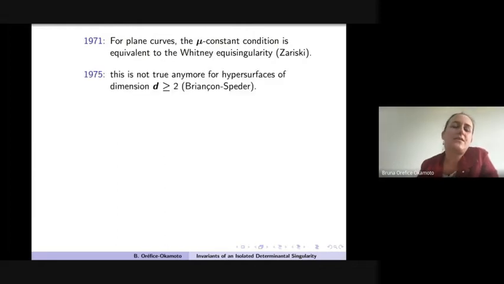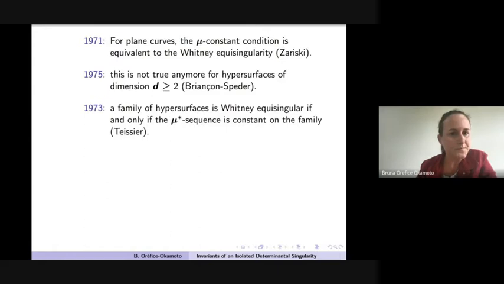In 1975, Briançon and Speder presented an example that shows that this is not true anymore for hypersurfaces with dimension bigger than or equal to 2. And in 1973, Teissier proved that a family of hypersurfaces is Whitney equisingular if and only if the mu-star sequence is constant.